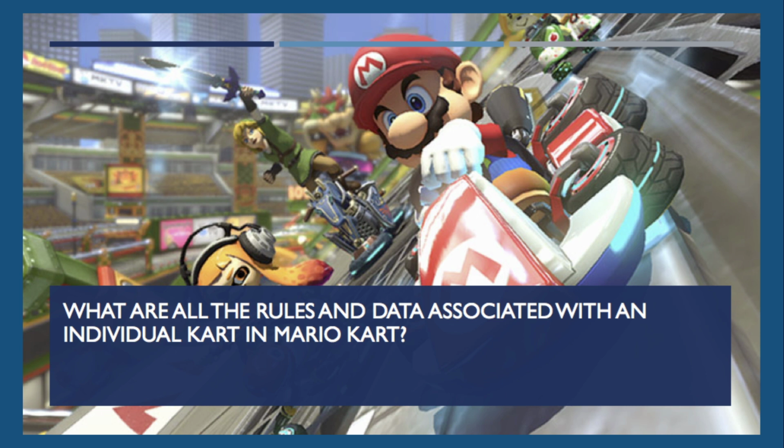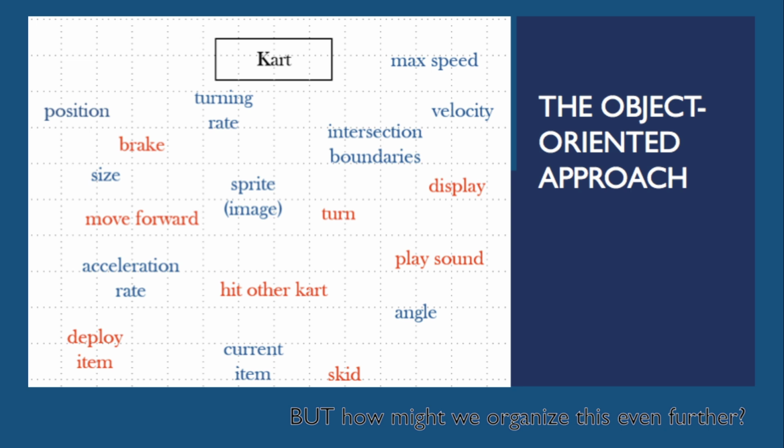So let's think about it. Let's abstract this just a little bit for now. And pardon me, I'm going to turn down my volume level just a bit here, so I'm hopefully not clipping. So indulge me for a second. We'll say, okay, what are all the rules and data that might be associated with an individual kart in Mario Kart? Usually I would pause for your input here, but in this case, since we are recording the lecture, I'm going to just move on. So imagine we have a kart in Mario Kart.